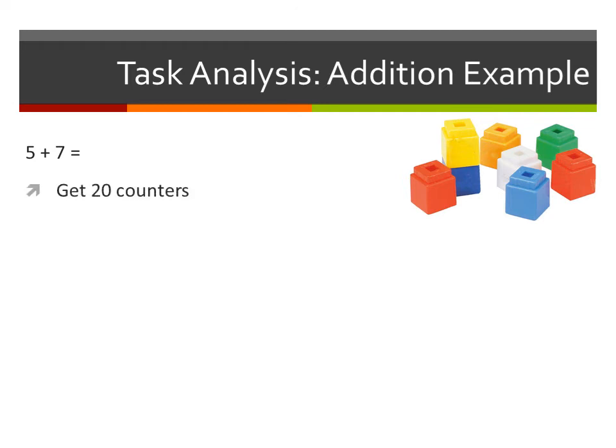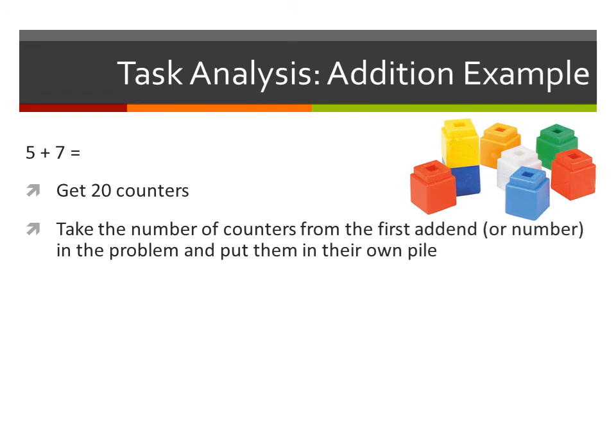First, I would have the student gather 20 counters every time he or she was going to work on addition, initially, because the numbers wouldn't be higher than that. If the student did not have the ability to count to 20 yet, then I would have the counters pre-counted in a Ziploc that could be grabbed by the student. Then, I would take the number of counters from the first add-in or number in the problem and put them in their own pile. In this case, it would be 5.